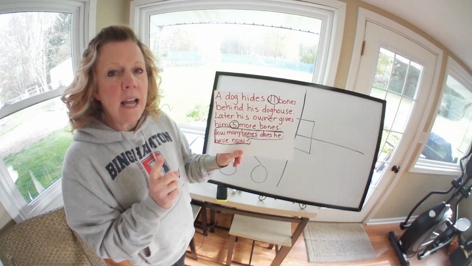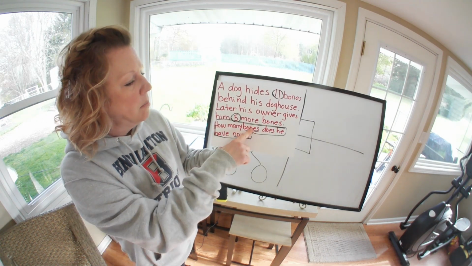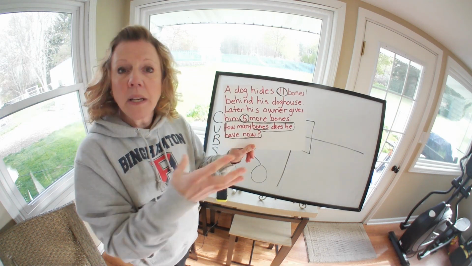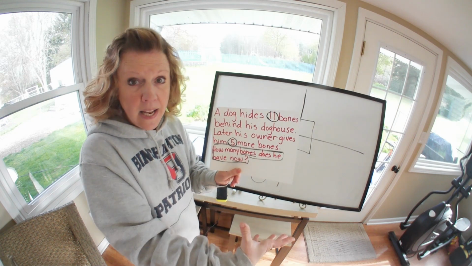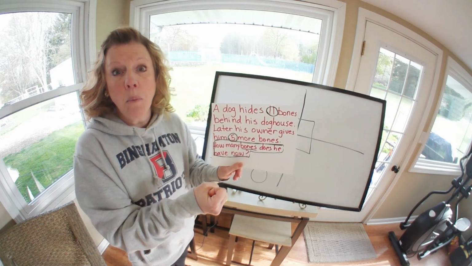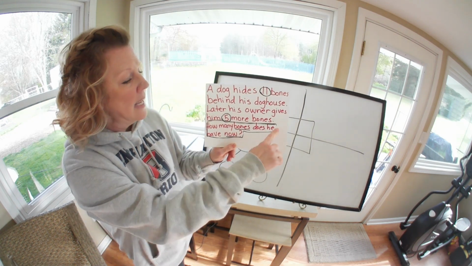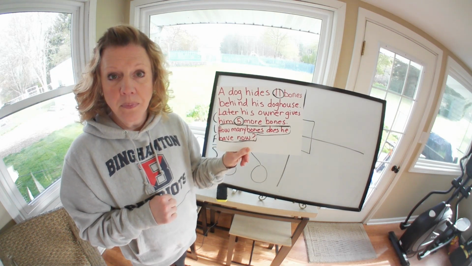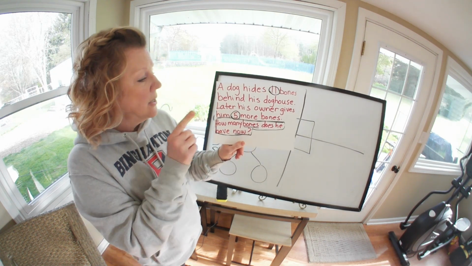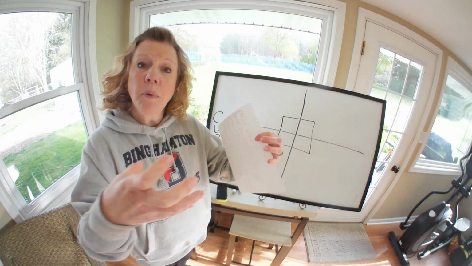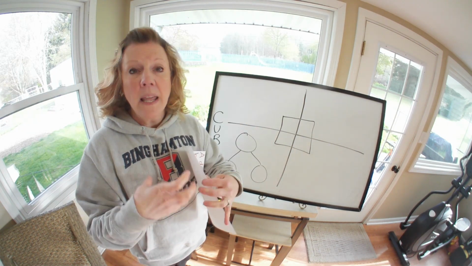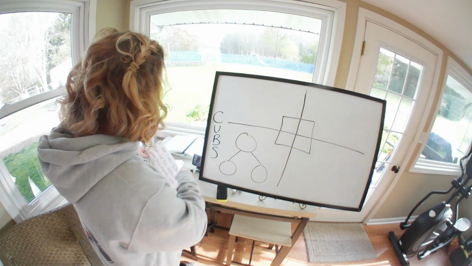And the words that I underlined here were bones and now, because it wants to know how many bones does he have now, after he already had some and then his owner gave him more. And then I went ahead and boxed the question. Okay, so the question we're answering is how many bones does he have now? So we have to take the bones that he had, put them with the bones that his owner gave him, and then go from there. So we're adding this time.